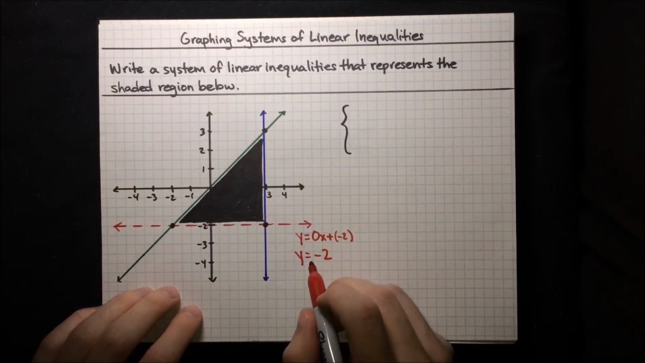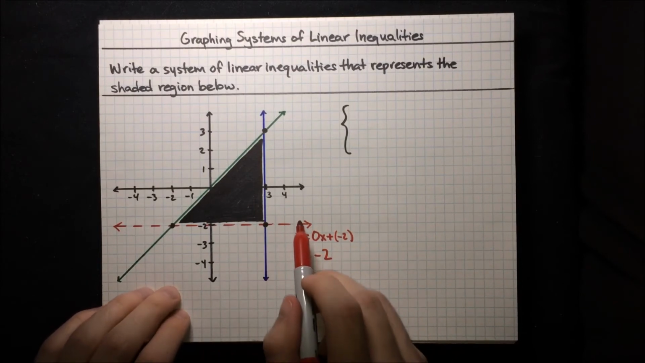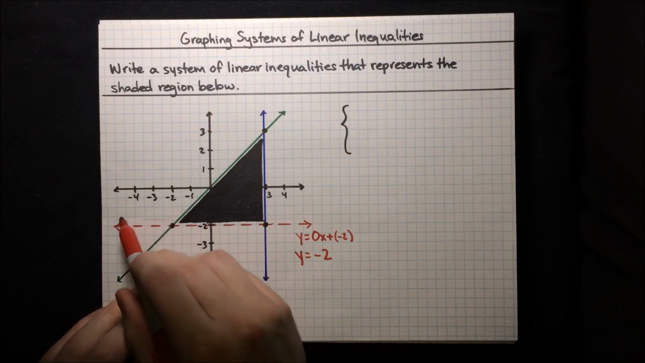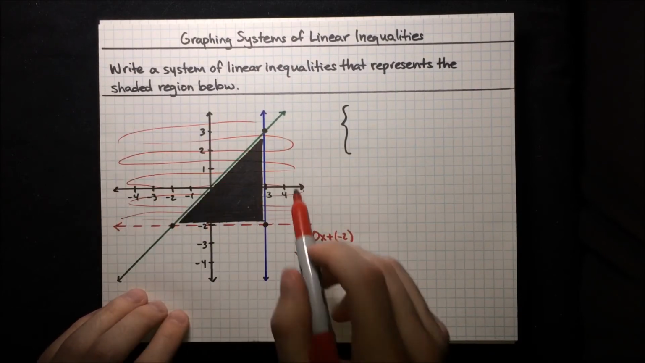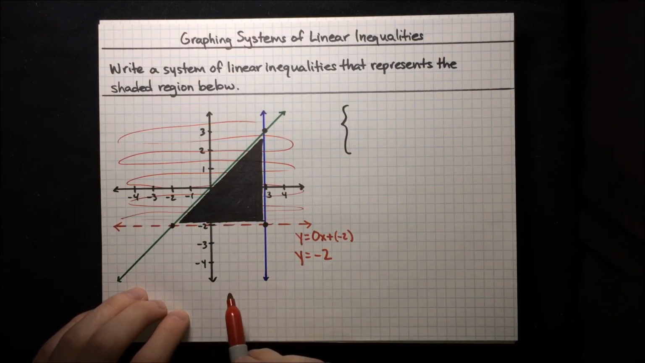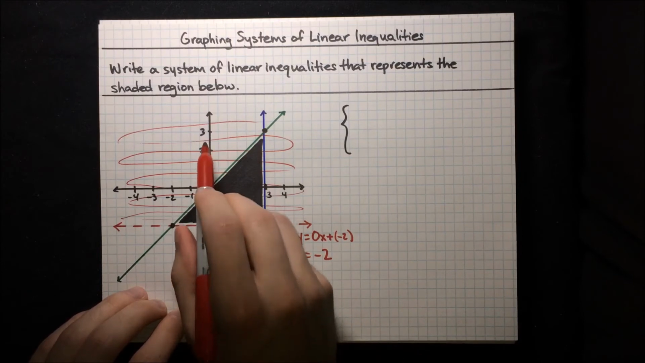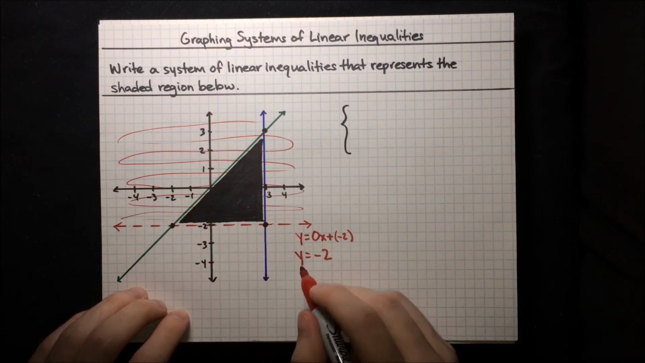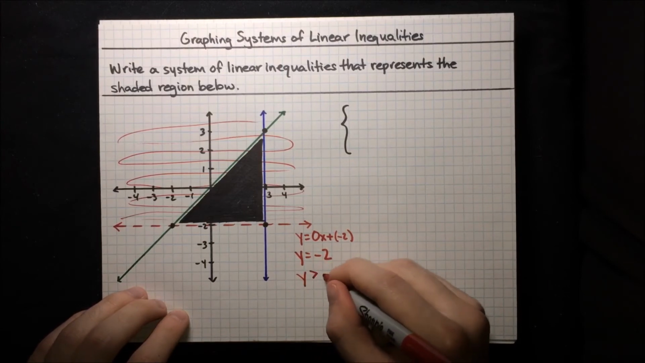Now, we want to shade on the side of this line that corresponds to the triangle. So we want to be shading on this side of the line here. We want to be shading above the line. So what does that correspond to? Is y greater than -2, or is y less than -2? Well, remember, less than means lower, and we're not shading lower. We want to be shading above. So we want the y values that are more positive than -2. So y has to be greater than -2.